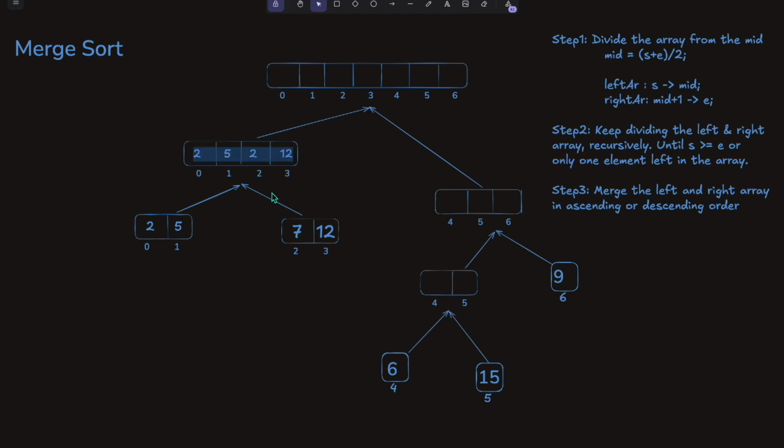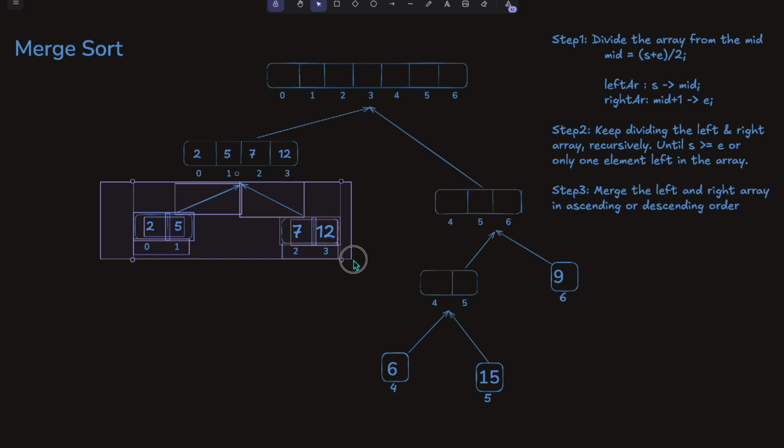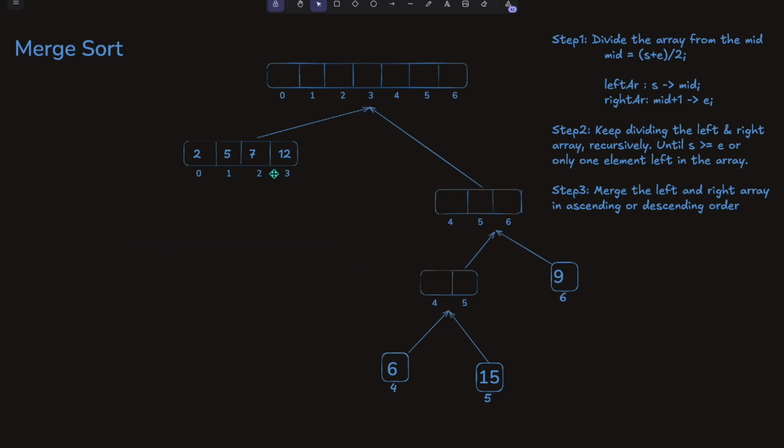Sorry, this is nothing but 7. So as you can see, this portion is now merged and now it is sorted. This particular portion is sorted. Now we can delete this from here. Now let's go to the right side portion. So there is nothing, so we need to merge them.